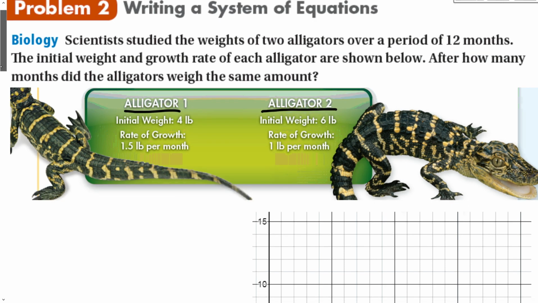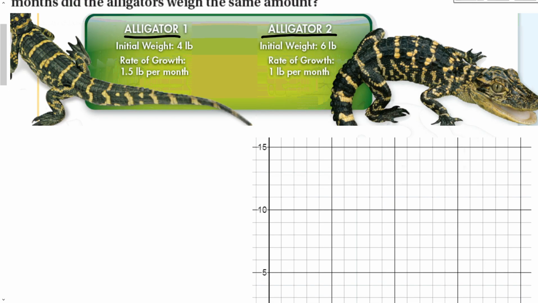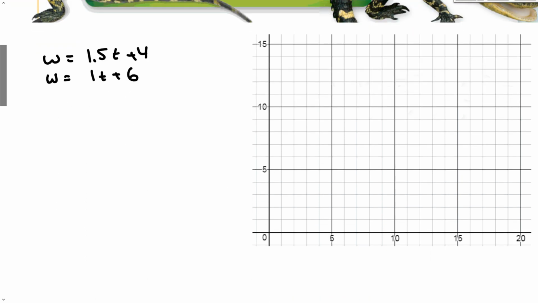In order to do that, I'm going to need to make two equations. For alligator 1, we can say that its weight is going to be equal to 4 pounds plus a pound and a half per month. So that's 1.5 times the number of months plus 4. And for alligator 2, we have that the weight is going to be equal to 1 times t plus 6 pounds. And so now I can take both of those equations and graph them.